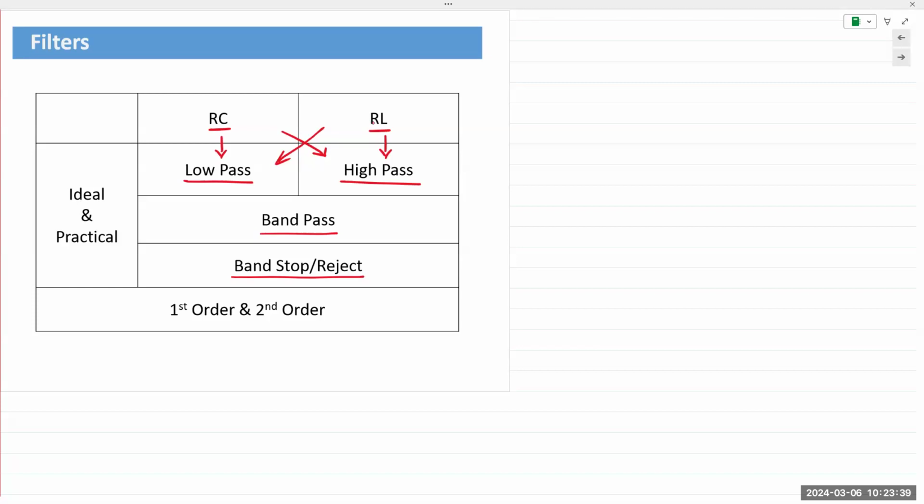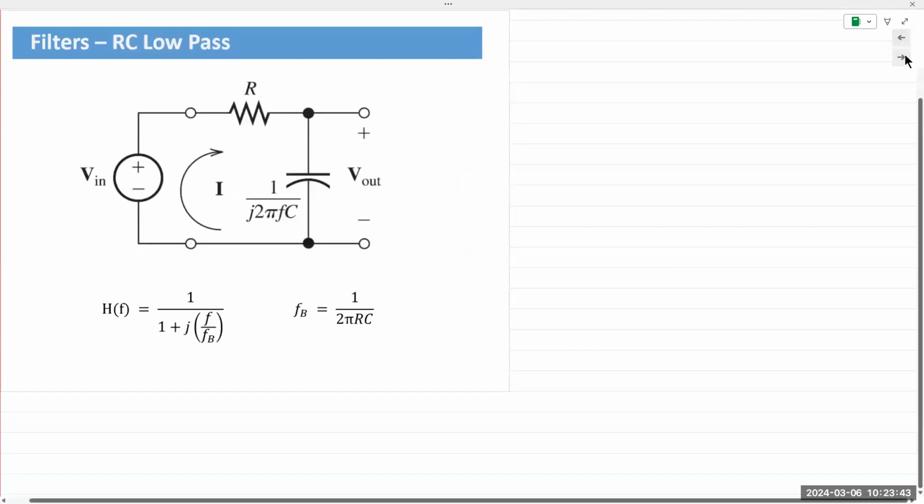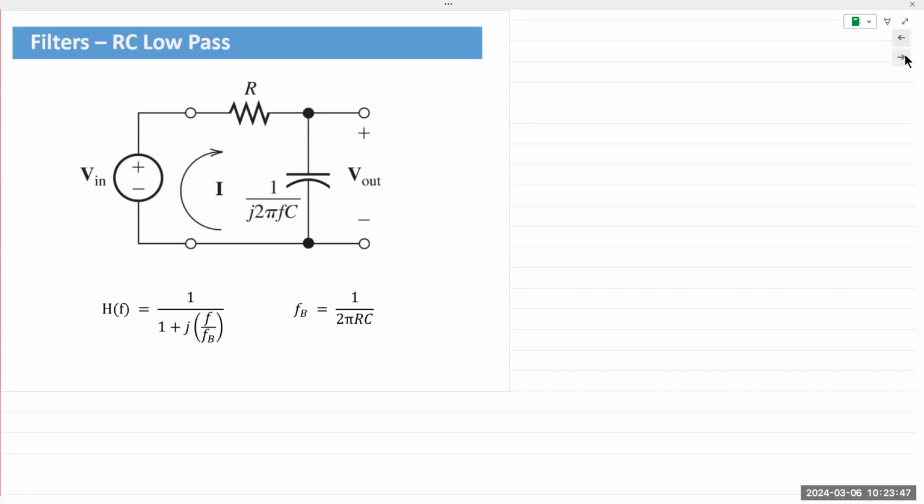All right, let's look at the first one, which is an RC low pass filter. What is the first thing we notice? We notice that there is a voltage source on the left, and we are taking the output across the capacitor.